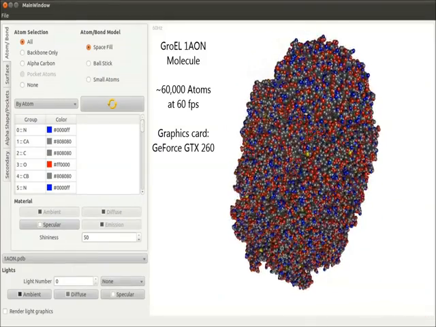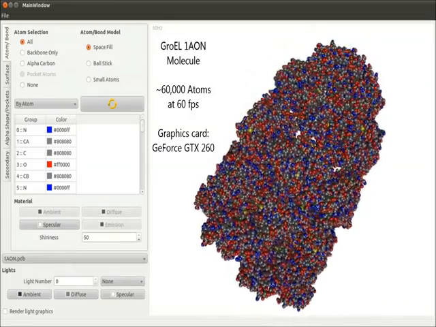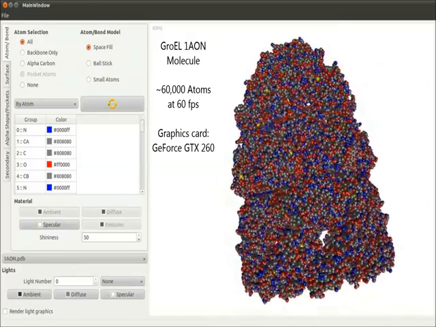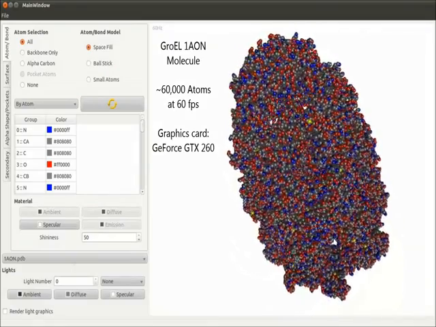Here we render the GroEL or 1AON molecule, which consists of approximately 60,000 atoms. Proteinverse uses our framework for this purpose and achieves a frame rate of about 55 to 60 frames per second. The details of the card are as shown.